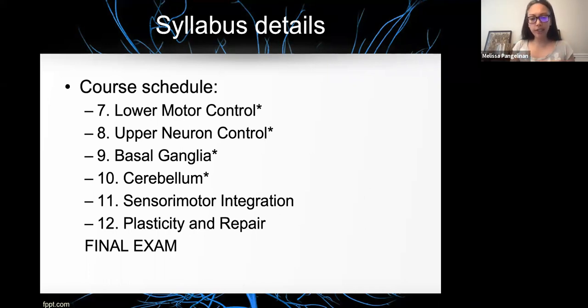Sensory motor integration is going to cover both sensory motor integration at the spinal cord and at the level of cortex. And the last section on plasticity and repair is really going to talk about traumatic injuries and the actual mechanisms underlying central nervous system repair. So the final exam will cover sections 7 through 12.